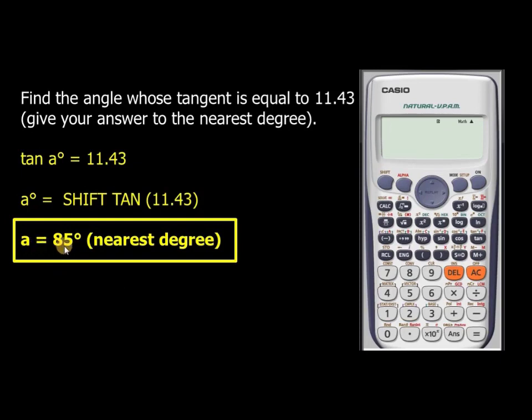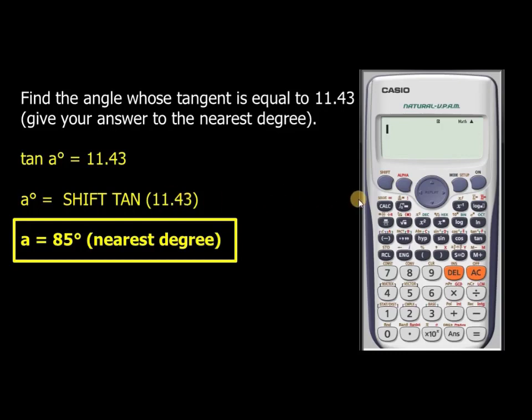Here is the answer to the question. Angle A is equal to 85 degrees to the nearest degree. Before I show you how to do it on the calculator, let's go back to the question. It says find the angle whose tangent is equal to this number. So we start with this law. Tangent of angle A is equal to 11.43. We want to go back to the angle, so we must write Shift tan 11.43.